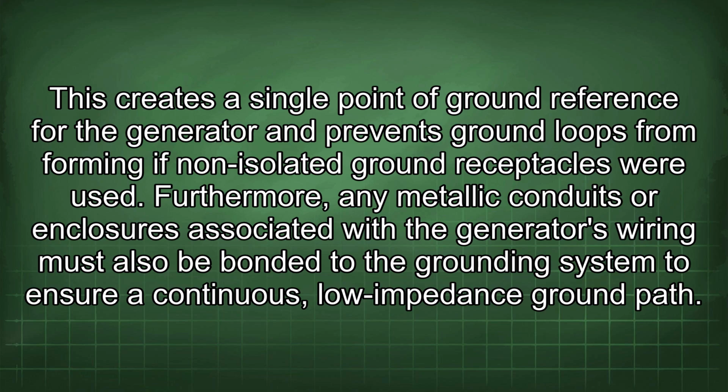This creates a single point of ground reference for the generator and prevents ground loops from forming if non-isolated ground receptacles were used. Furthermore, any metallic conduits or enclosures associated with the generator's wiring must also be bonded to the grounding system to ensure a continuous, low-impedance ground path.